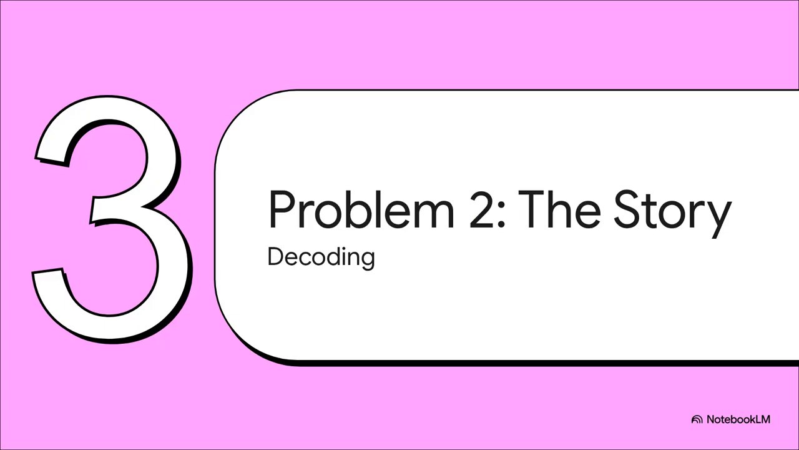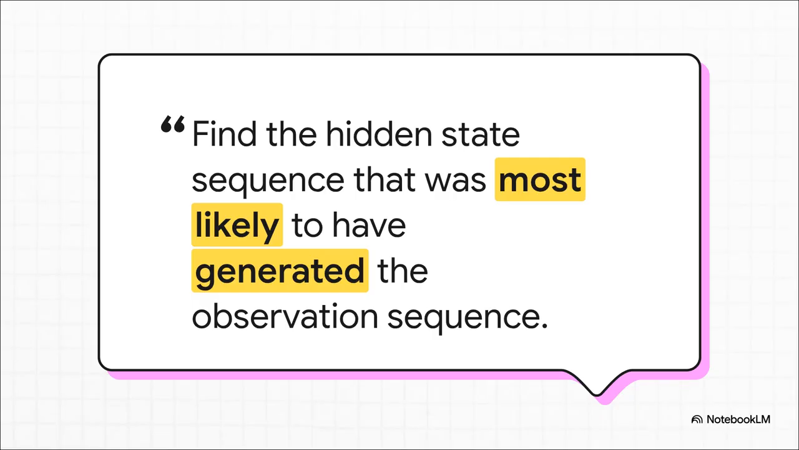But wait a minute. Knowing the odds of seeing our data, that's only one piece of the puzzle. Now we want to do something even more interesting. We want to uncover the most likely hidden story that caused that data in the first place. So the whole goal changes. We're not asking, what are the chances of seeing 3-1-3 anymore? Now we're asking, out of all those possible weather paths, hot, cold, hot, all of them, which single one is the most probable explanation for what we saw? We're looking for the best story.